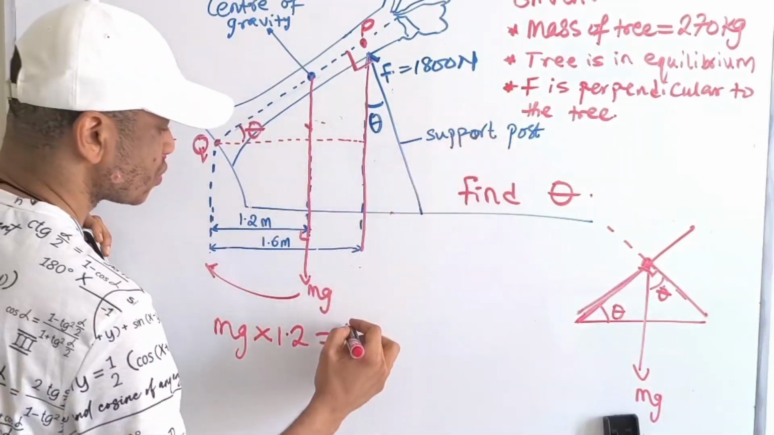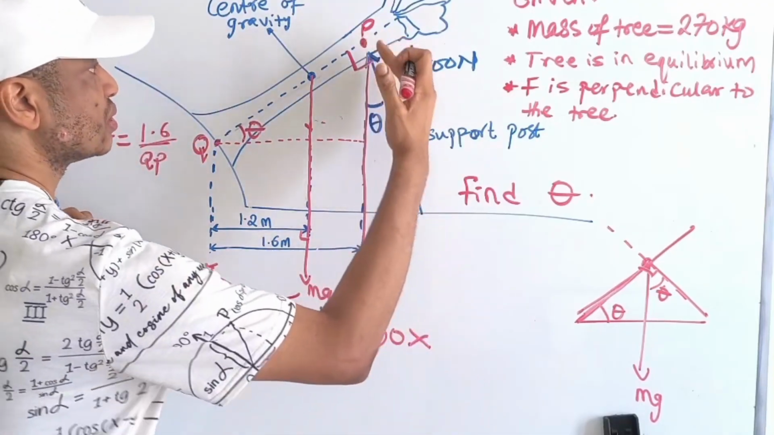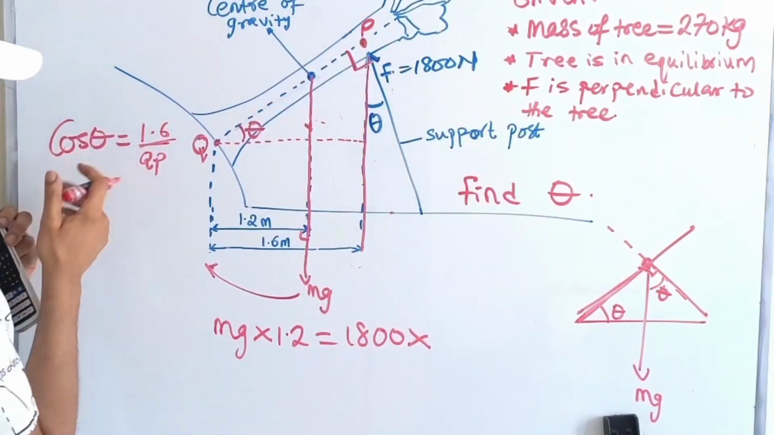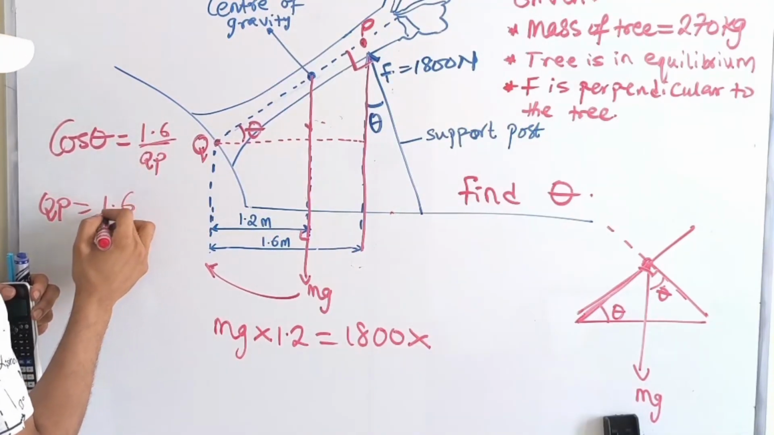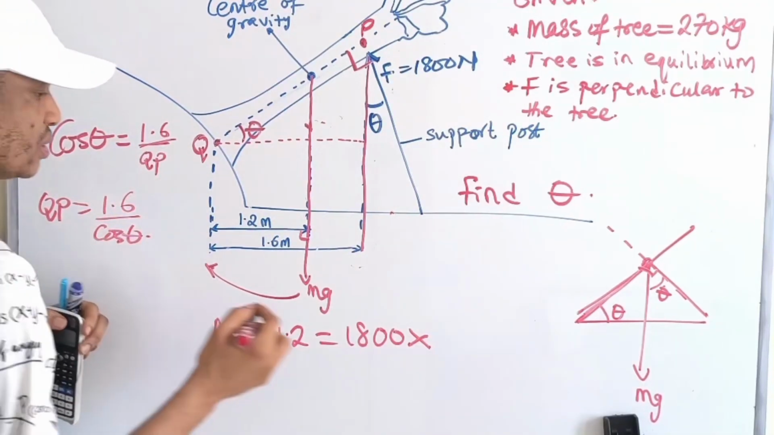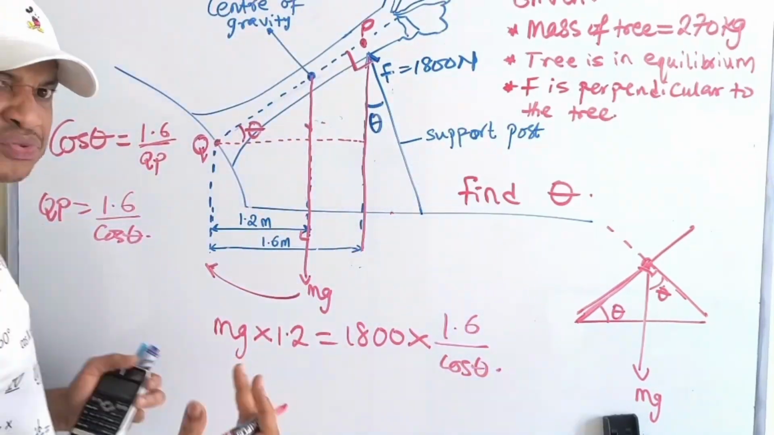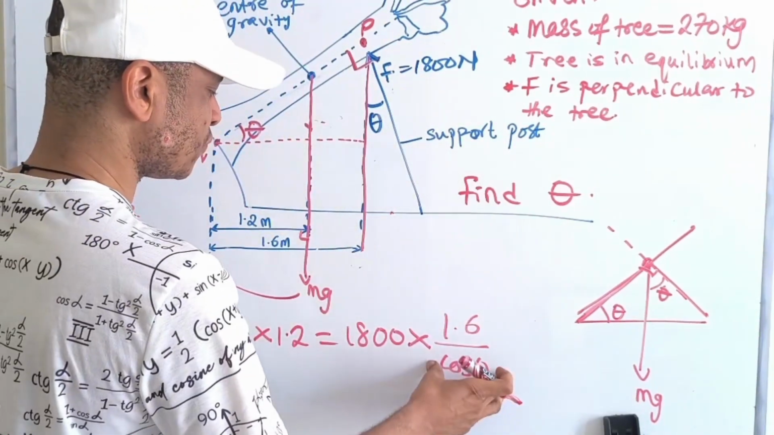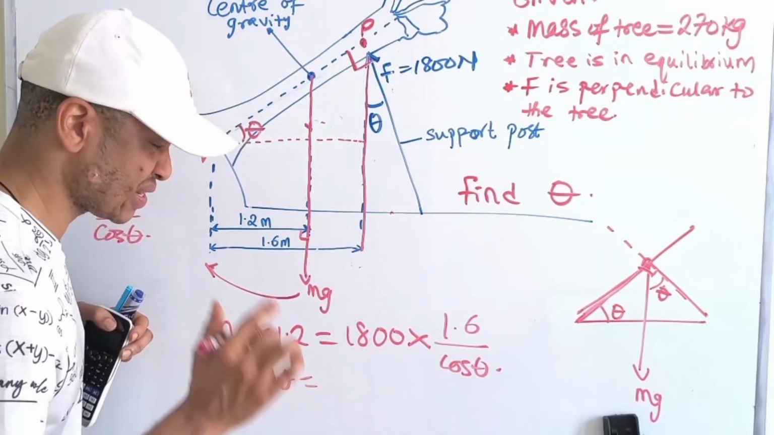So that's the force, 1800, times the perpendicular distance. So QP here, just cross multiply. That will be 1.6 over cos theta. From here, you should know what to do. So I will just move this to this side, bring this down. So cos theta, don't waste time in exam, mental math.